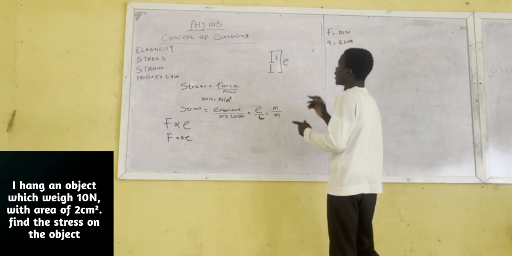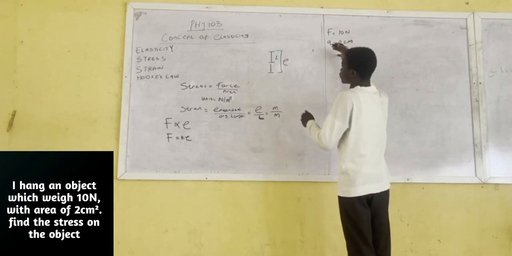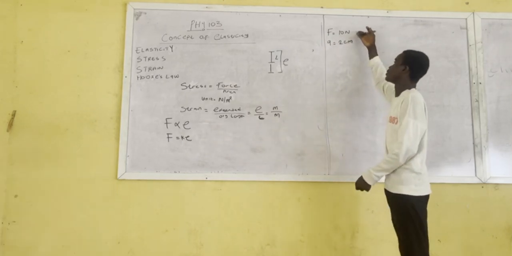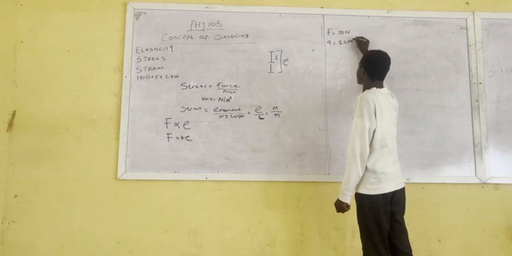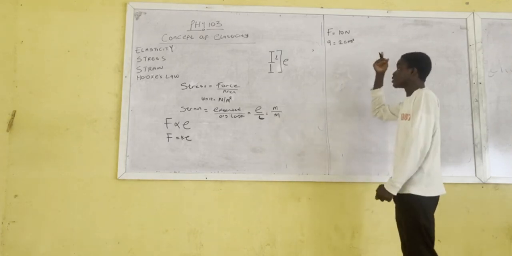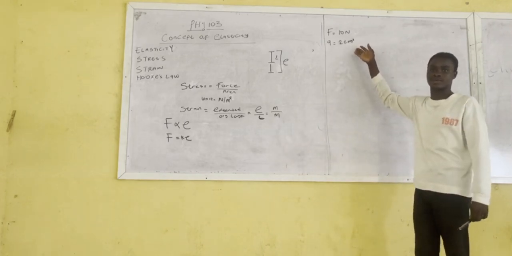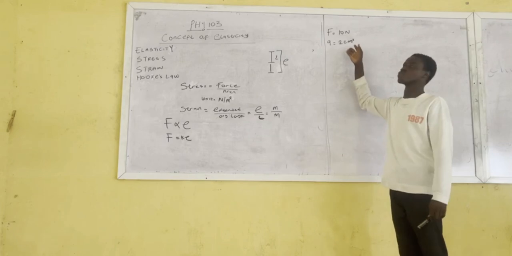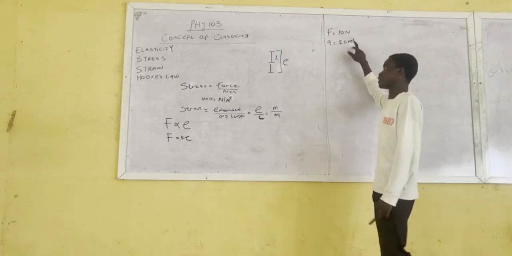Now we are told to find the stress. First of all, we already have our force, which is in Newton, and we have our area in centimeter square. But you can see we are not using centimeter. We are supposed to be using meter. So now we have to convert our centimeter square to meter square.